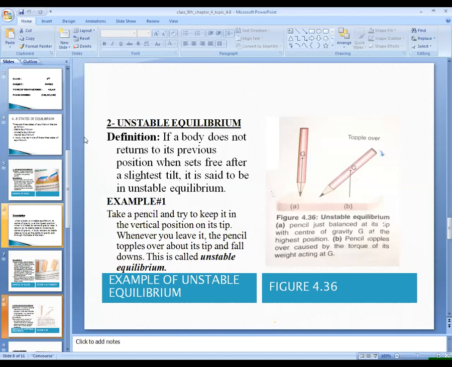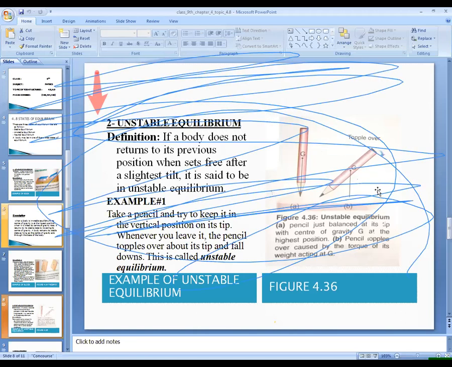If a body does not return to its previous position, this is the previous position. This is its original position. But what will happen if I release it here? The pencil will never come back to this position again. It will always topple over. It will always fall over. So this type of equilibrium is called unstable equilibrium.